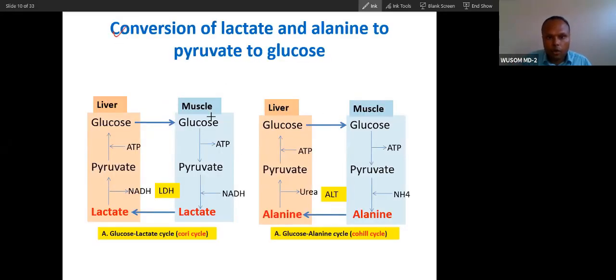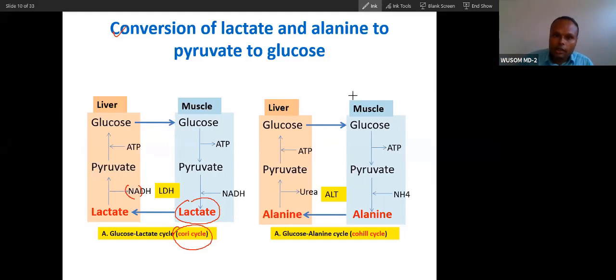You can see glucose here. When you do exercise, glucose in muscle converts into lactate, and this lactate reaches the liver, where lactate converts into pyruvate. NADH is released in one place and consumed in another: consumed in muscle, released in liver. Then this pyruvate converts into glucose. This is called the Cori cycle, or the glucose-lactate cycle. So lactate produced in muscle tissue is converted into glucose in the liver, simple.